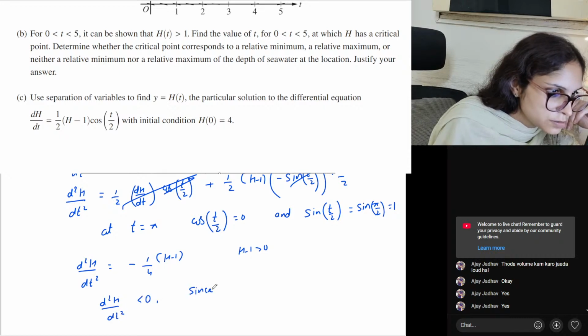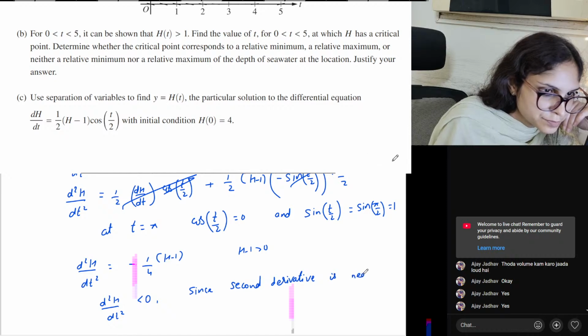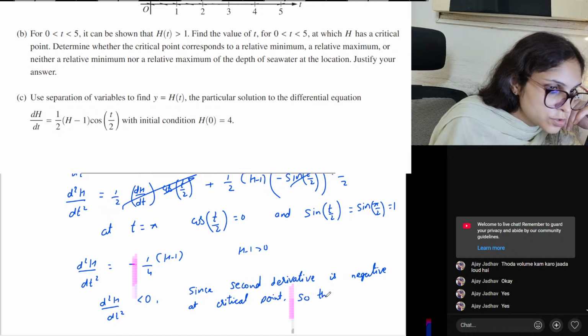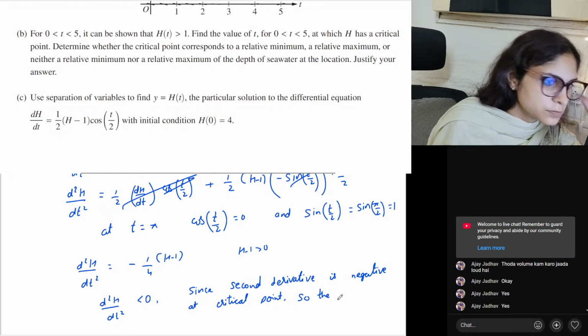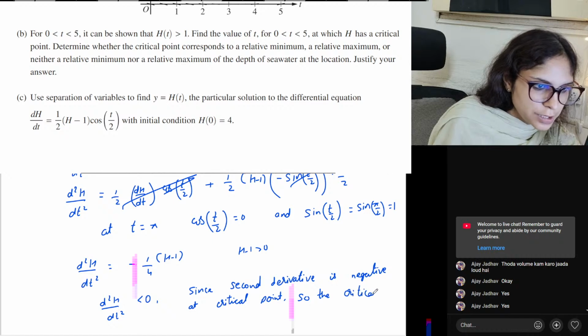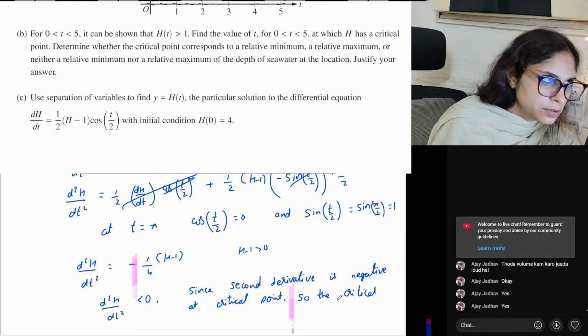Now, since the second derivative is negative at the critical point, the critical point corresponds to a relative maximum. If the second derivative had been positive, it would correspond to a relative minimum.